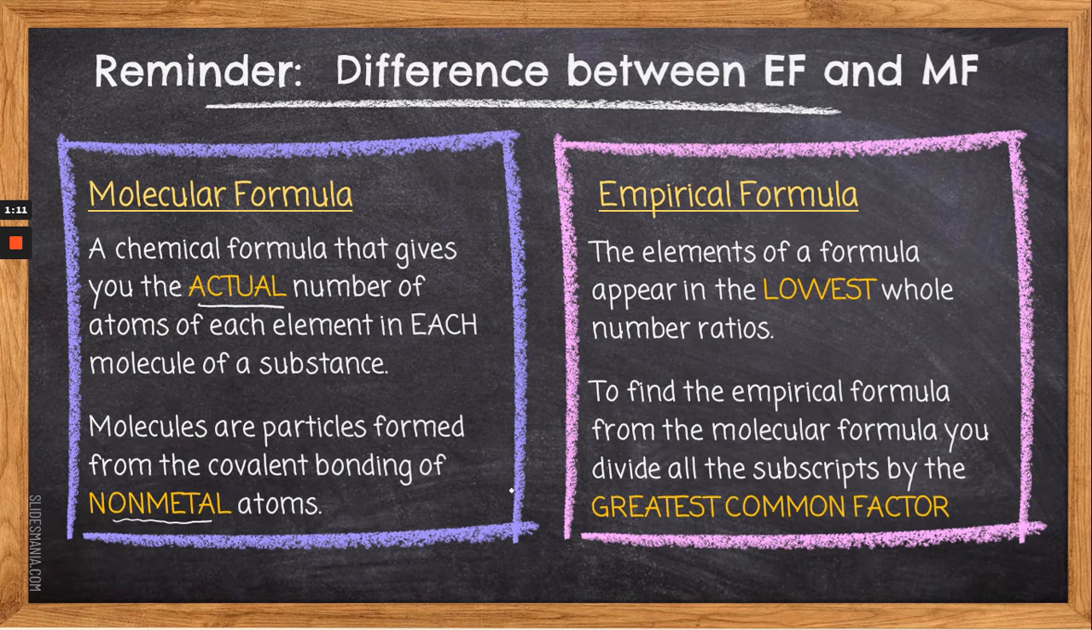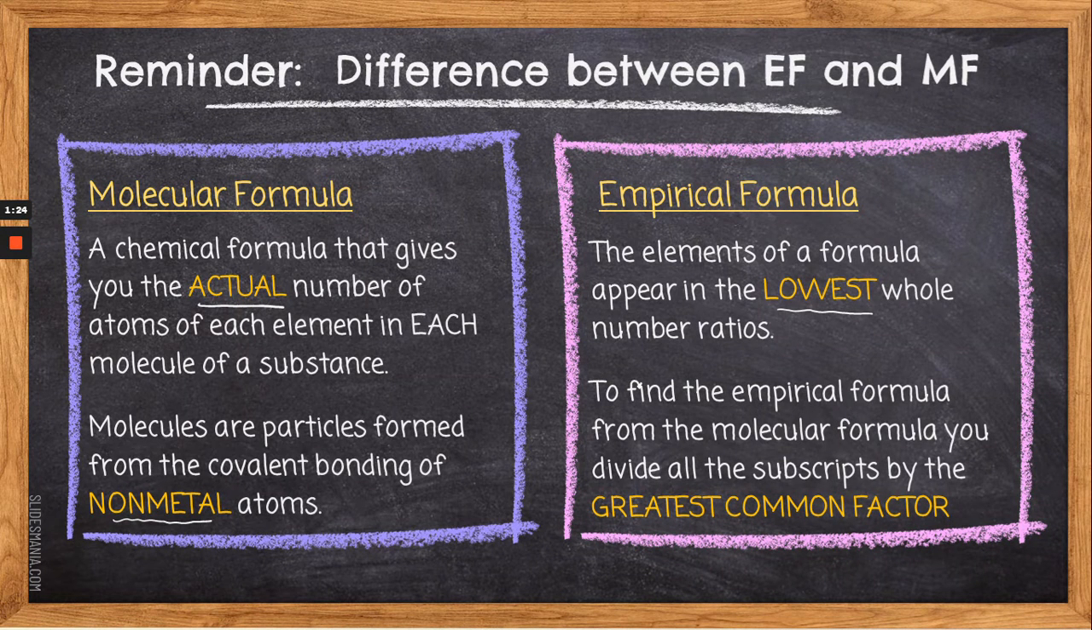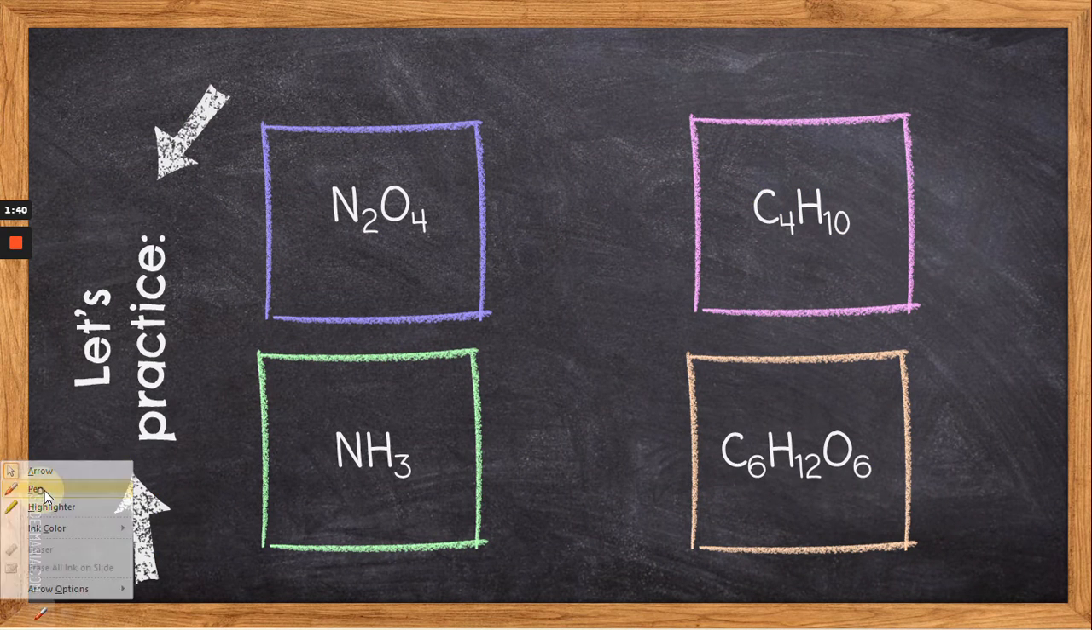That is different than an empirical formula. An empirical formula is the lowest whole number ratio of that real molecular formula. To find the empirical formula, remember that you divide all of the subscripts by the greatest common factor. So you're really just reducing it down to the bare bones to give somebody the ratio of the different types of elements that are present. We've done this before, but we're going to do it one more time here just to be sure that we're all on the same page.